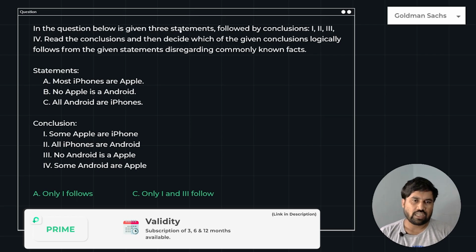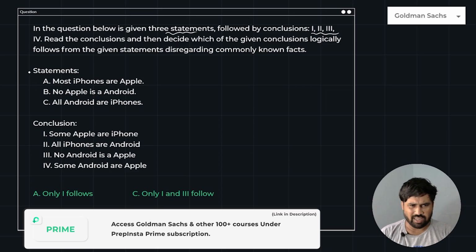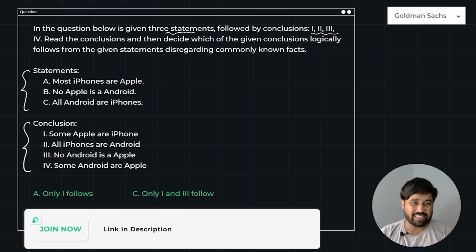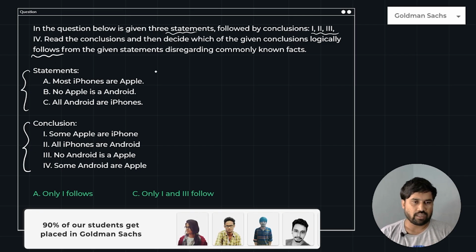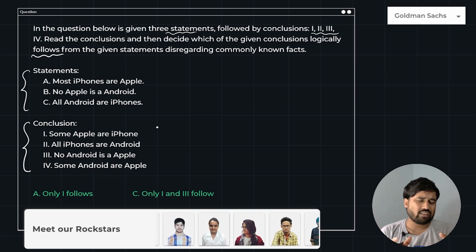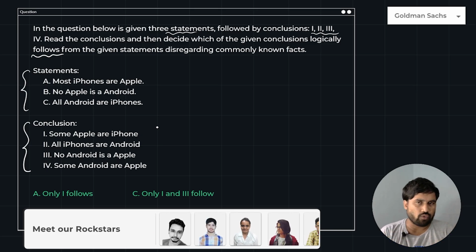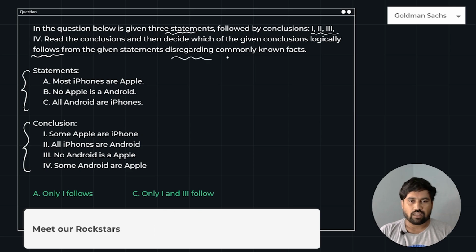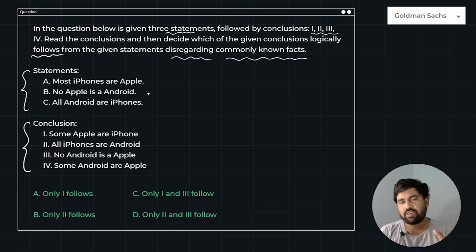In the question below, 3 statements are given, followed by conclusions 1, 2, 3, 4. So just look at it, guys. 3 statements were given and 4 conclusions are given. Read the conclusions and then decide which given conclusions logically follow from the given statements. So we have to decide which one is correct and which one is not. If they're correct, we have to follow them. If not, we won't follow them. And they have given that disregarding commonly known facts. So for these statements, you need not compare with real-time known facts. So this is what he has mentioned.